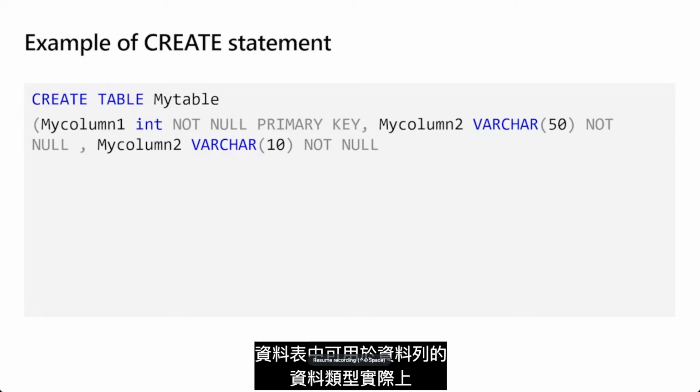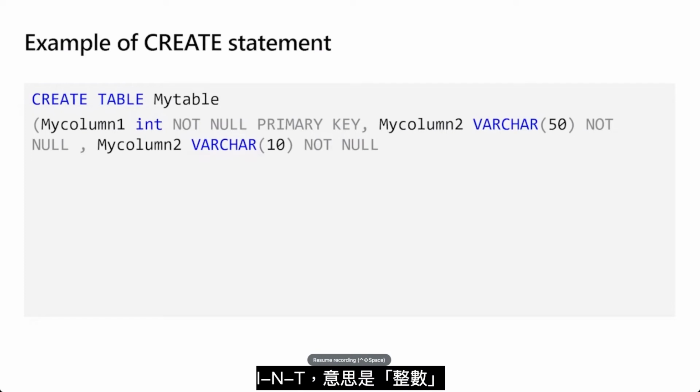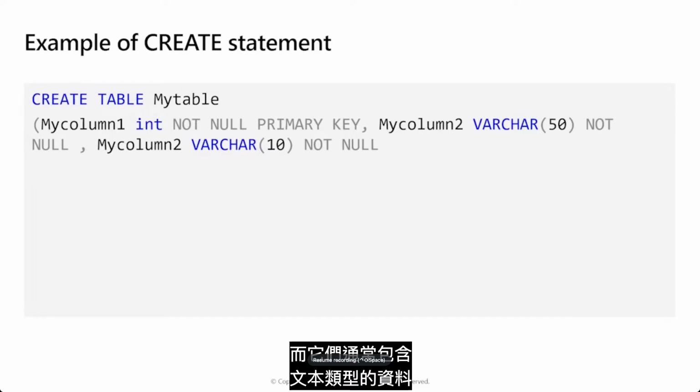Now, the data types available for columns in the table will actually vary depending on the database management system. However, most database management systems support numeric types like int, which stands for integer, and string types like varchar, which stands for variable length, and they generally contain text kind of data.